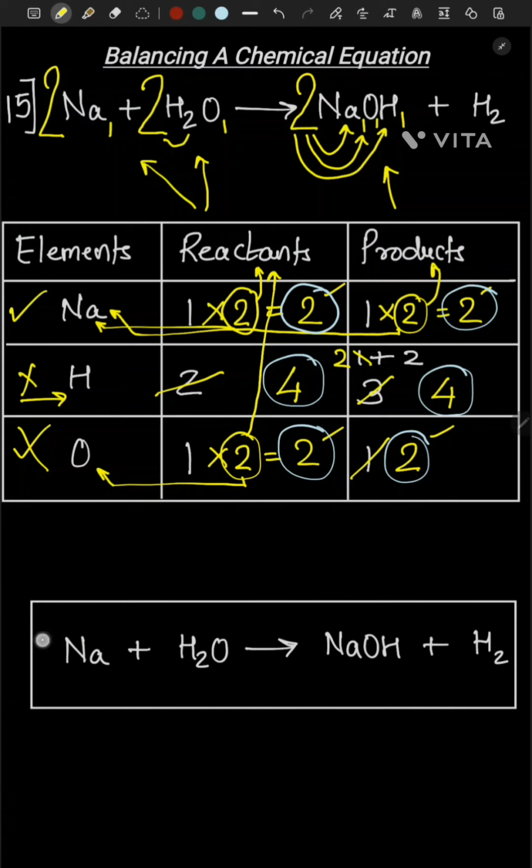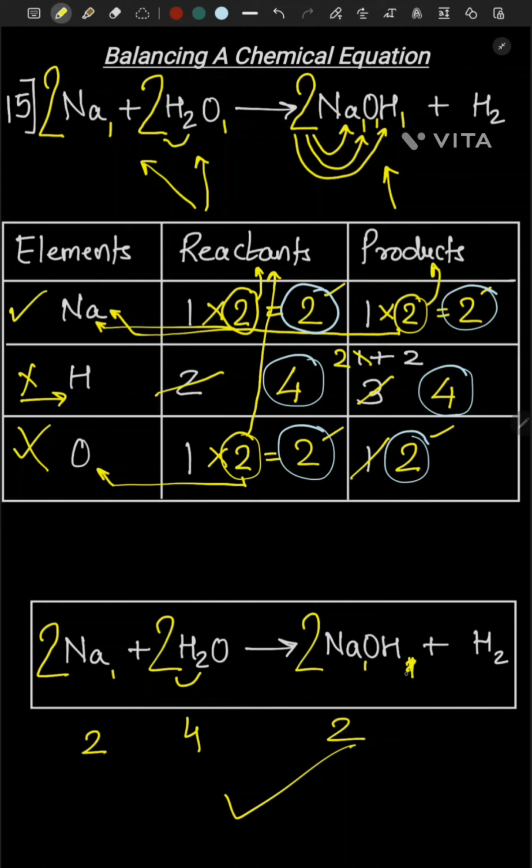I have 2Na + 2H2O → 2NaOH. Hence my reaction is balanced. If you want to tally, you can go ahead. Sodium atom 2, sodium atom 2 on the 2. Hydrogen 2 to the 4, 2 here and 2 here, 2 to the 4. Oxygen 2 on the 2, oxygen 2 on the 2.